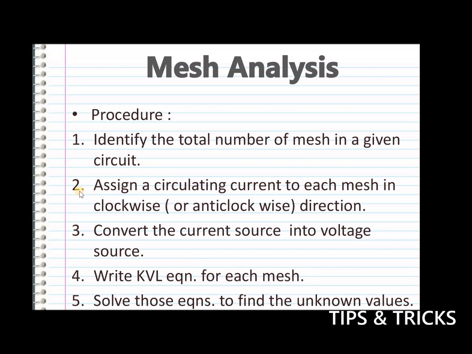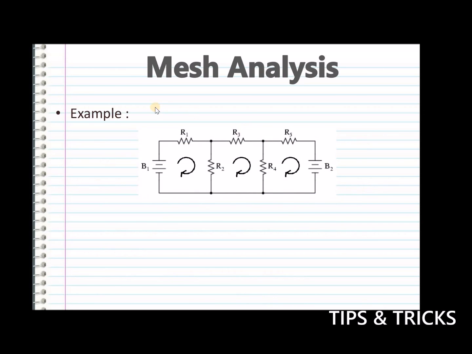Then the second step is to assign a circulating current to each mesh in a clockwise or anti-clockwise direction. This direction should be the same for each and every mesh. Don't make any mistake regarding the direction of current. Then convert the current sources into voltage sources. This is nothing but converting everything in terms of voltage. And then write the KVL equation for each mesh. Solve those equations to find the unknown values. That's it. If you follow these steps you can easily solve any circuit.